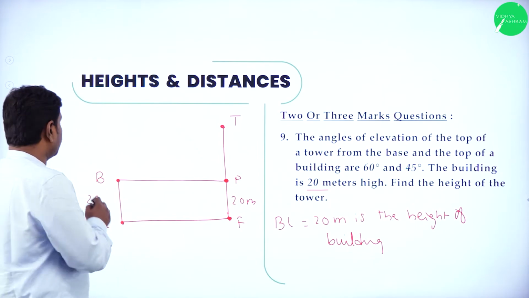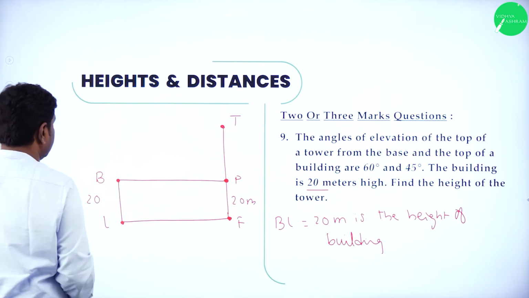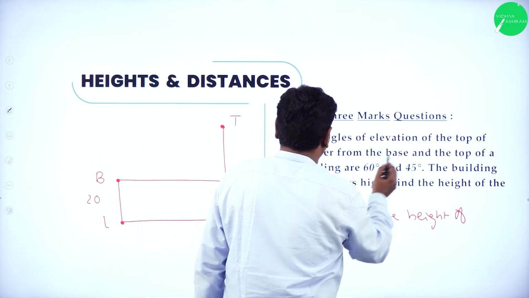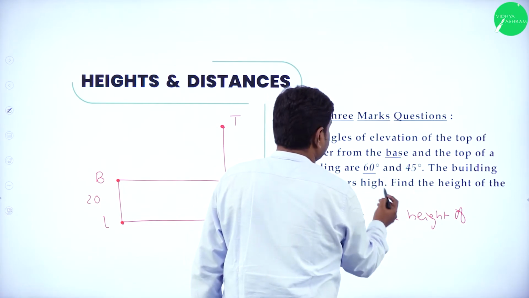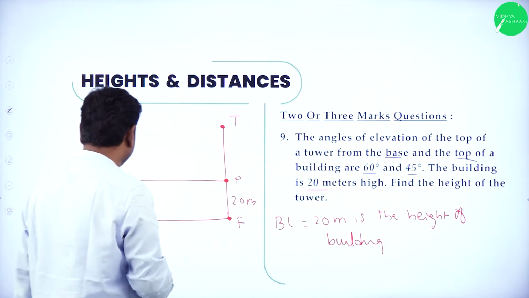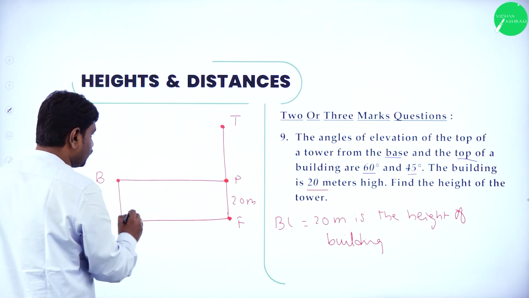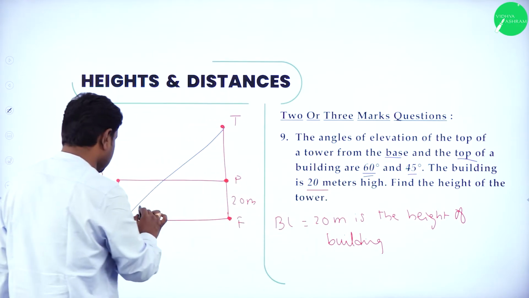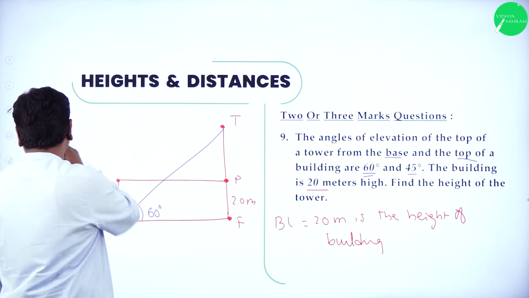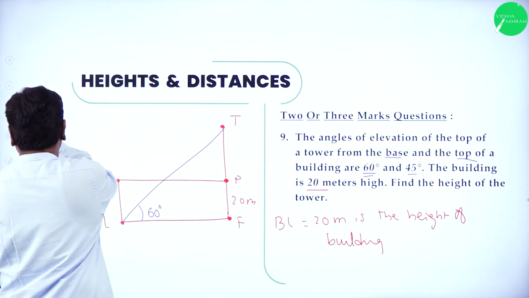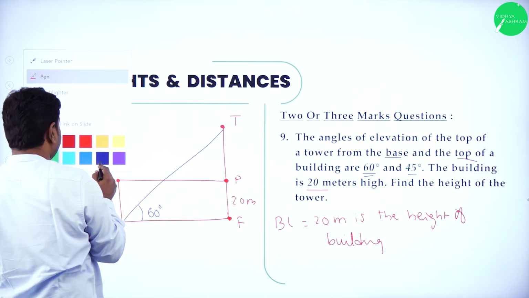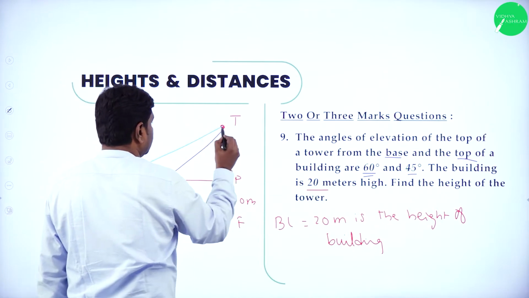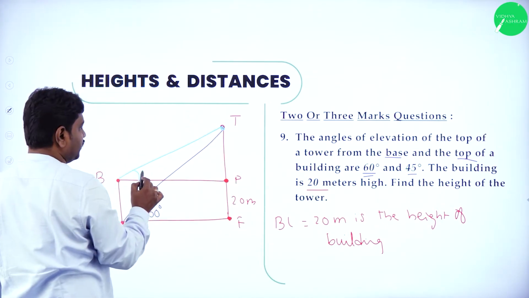Then the angle of elevation from two different points they give. They told the elevation of the top of the tower from the base is 60 degrees, from the top 45 degrees. From the base means this is the base of the building. From the base, if you see the top, it is how much they give? From the base it is 60 degrees, a little more. From the top of the building, if you see, the angle of elevation is different, that is 45 degrees.